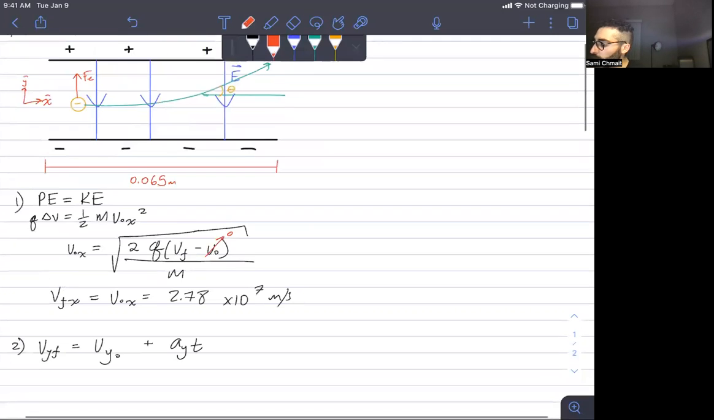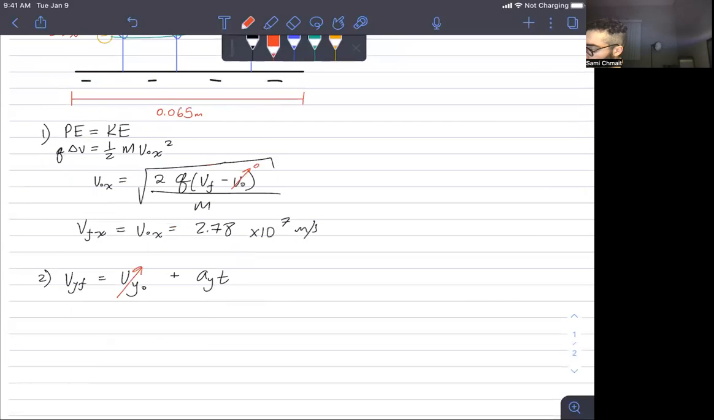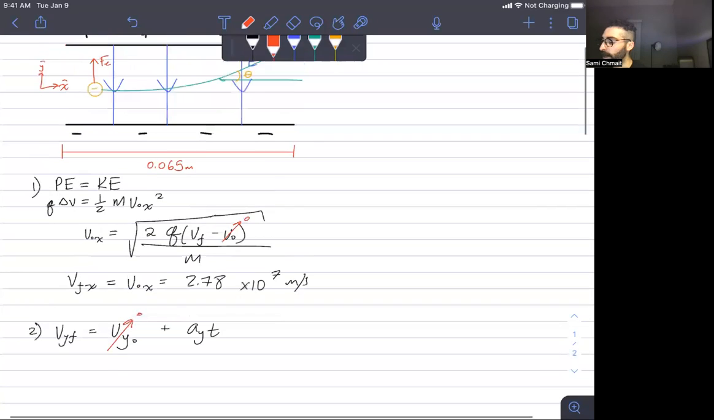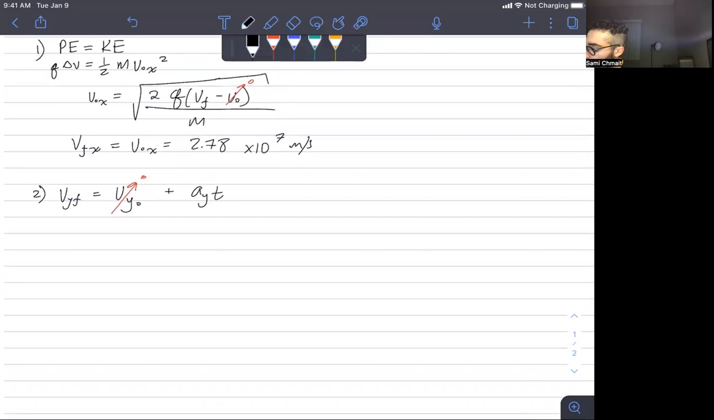Initially, it just enters on this horizontal plane. So there is no initial velocity in the y direction, right? The force over here doesn't start until it enters this point. So the initial is equal to 0. What we're left with is a y and t. Both of those are unknown. So the first thing I'm going to want to do is solve for a y.